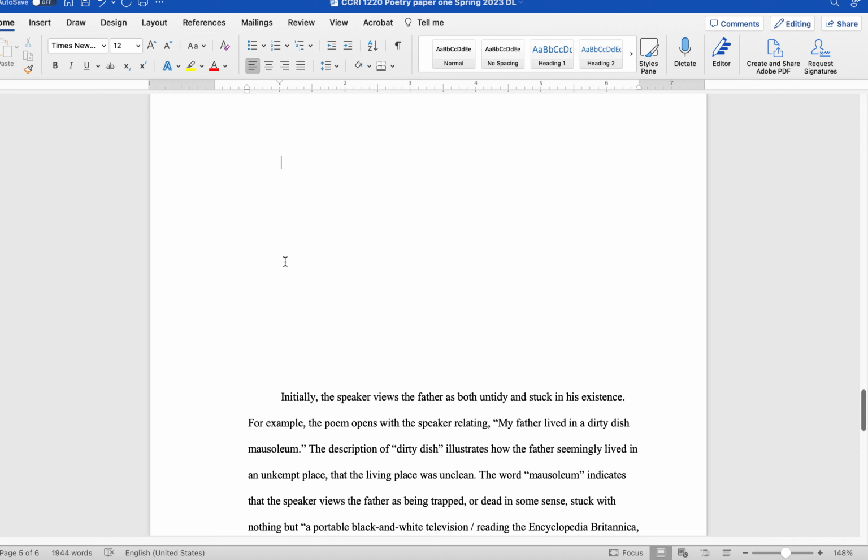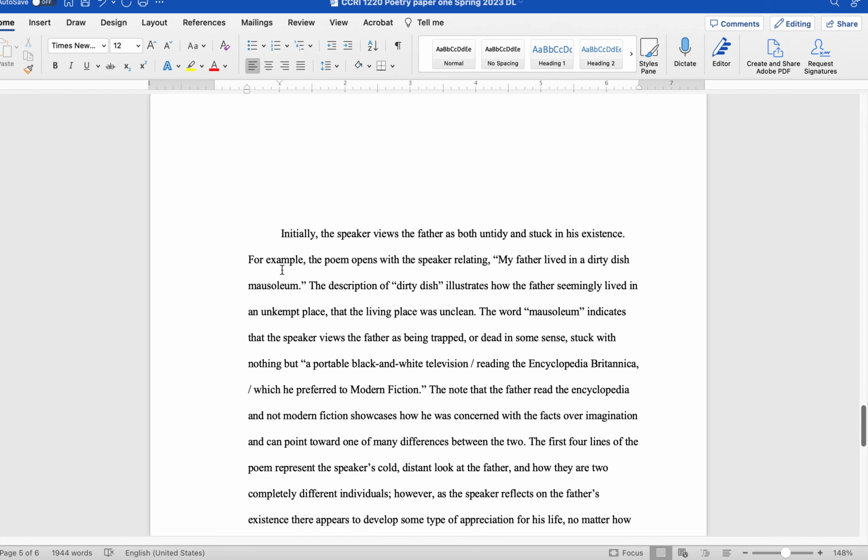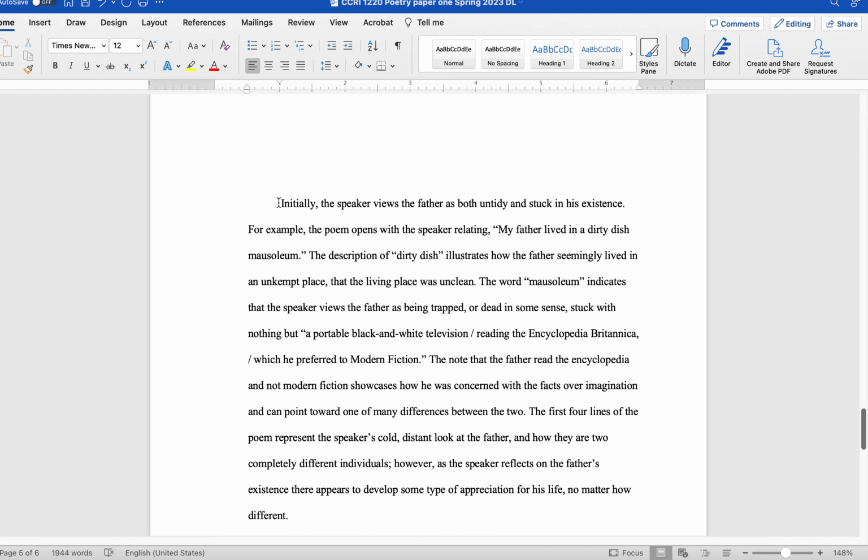That could work as a thesis. Here's your first body paragraph. Initially, the speaker views their father as both untidy and stuck in his existence. Main idea, topic sentence, right? We know that the speaker views the father this way.